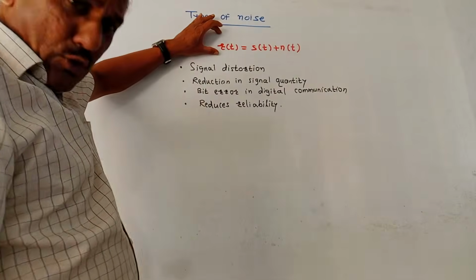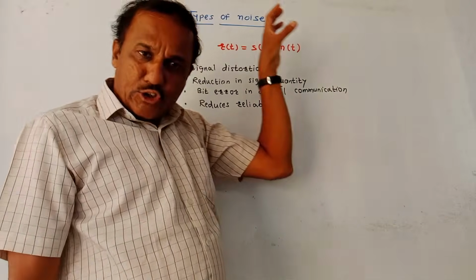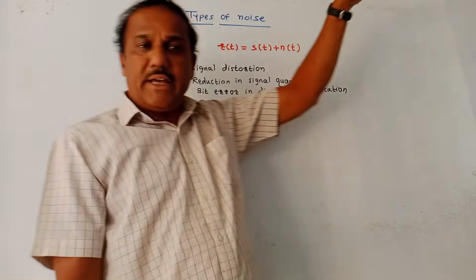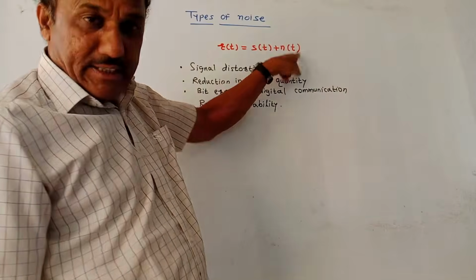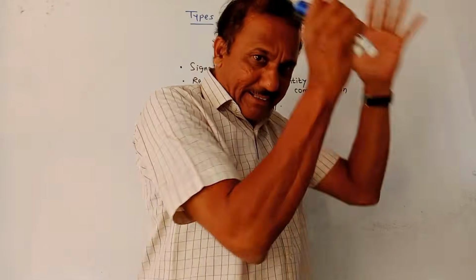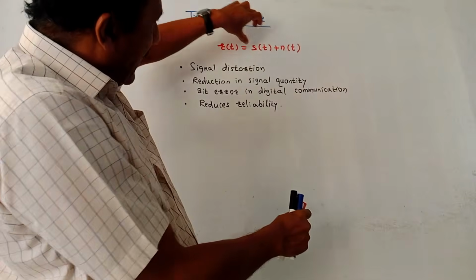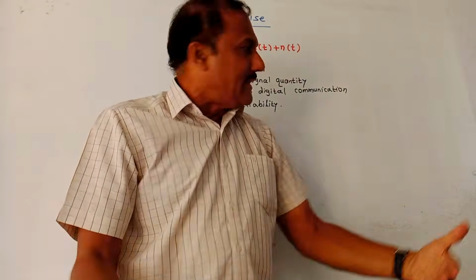Now the received signal is mathematically expressed as R of t. R of t represents the received signal, which is equal to S of t. S of t is the actual desired signal plus N of t. This N of t represents the noise component. That means at the receiver side, we want only R of t equal to S of t, but noise is getting added to the signal.